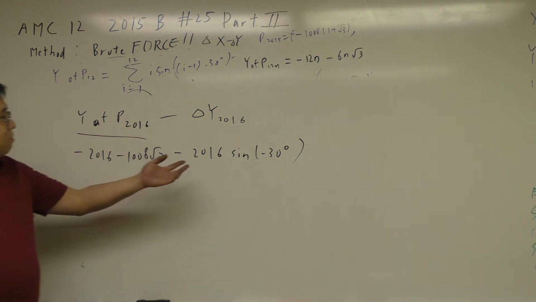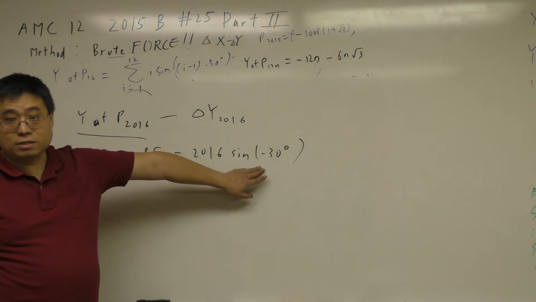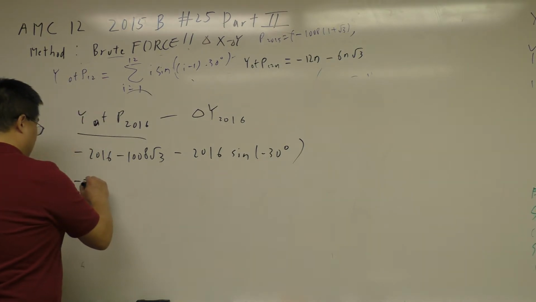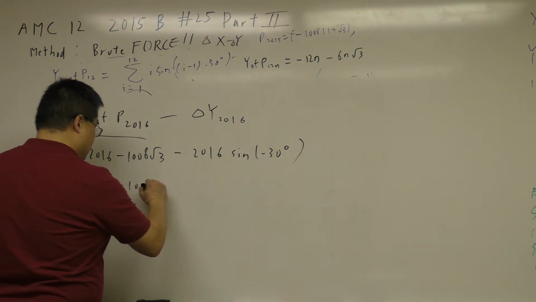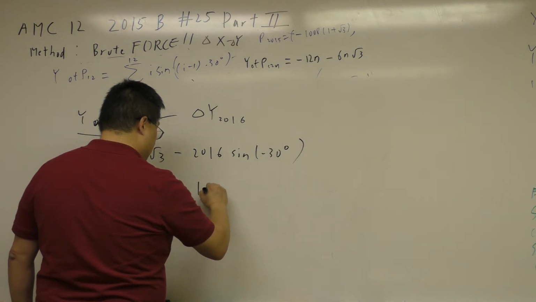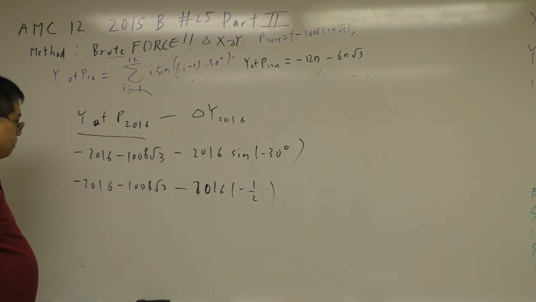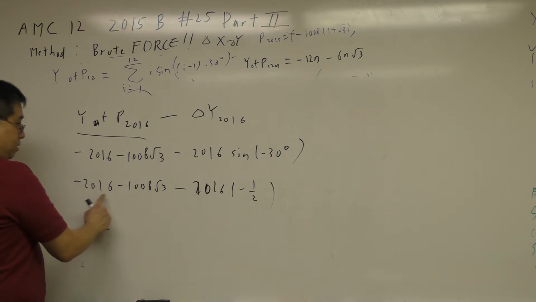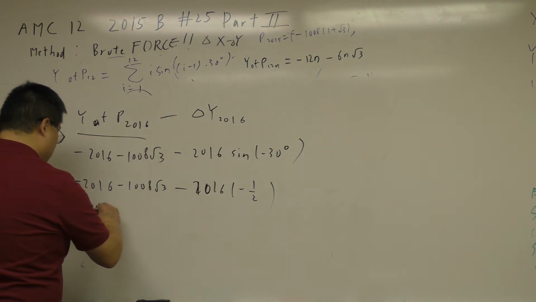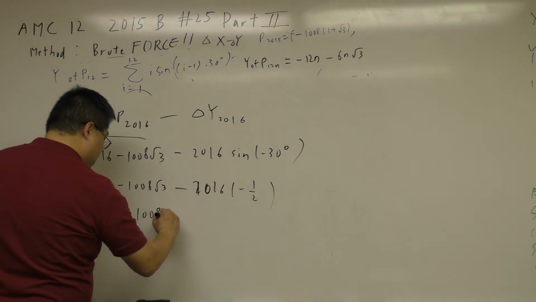Or the angle of 2015 times 30 degrees is coterminal with minus 30 degrees. And sine of minus 30 degrees, oh, that one, lucky us, is simply negative 1/2. So that minus that, our final y coordinate will be minus 1008 square root 3.